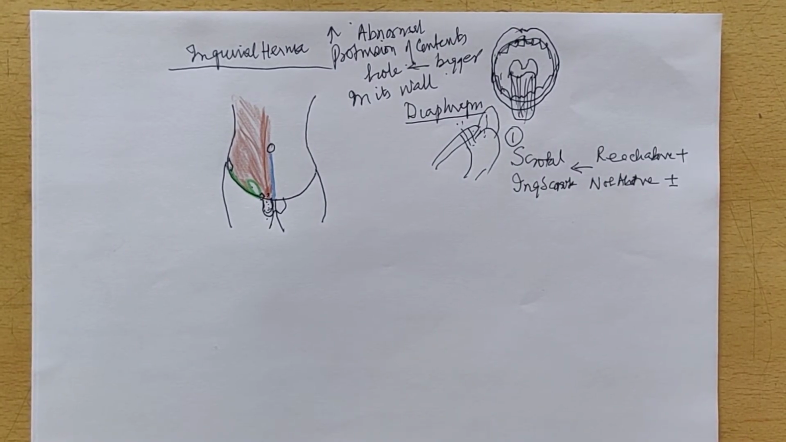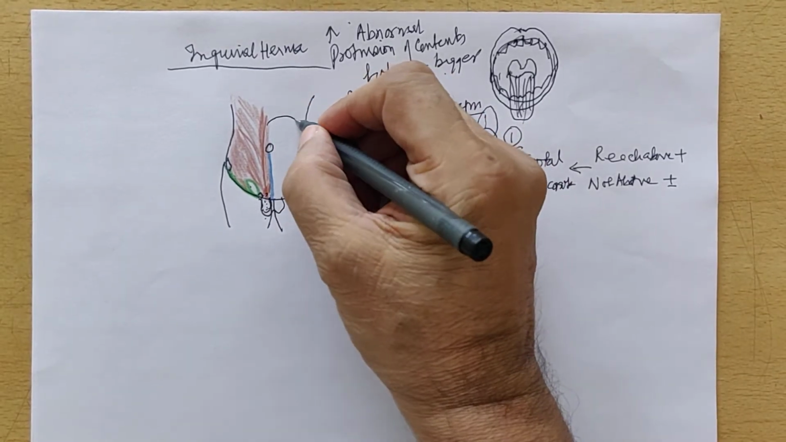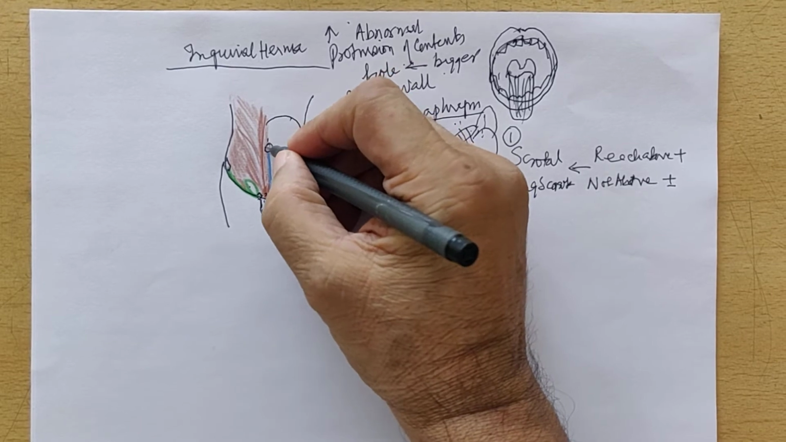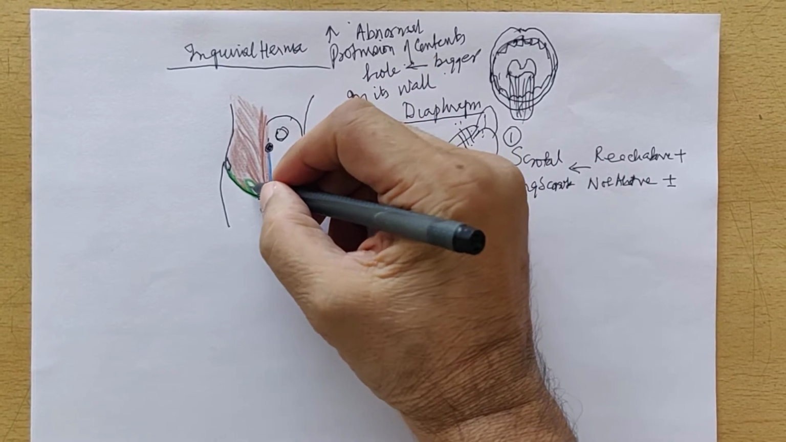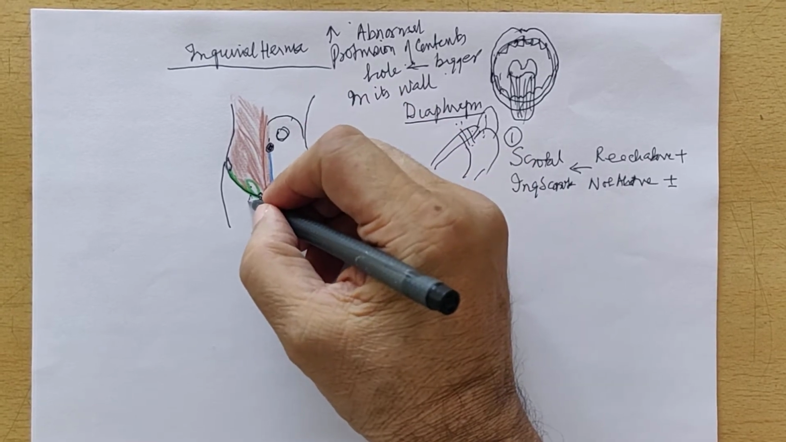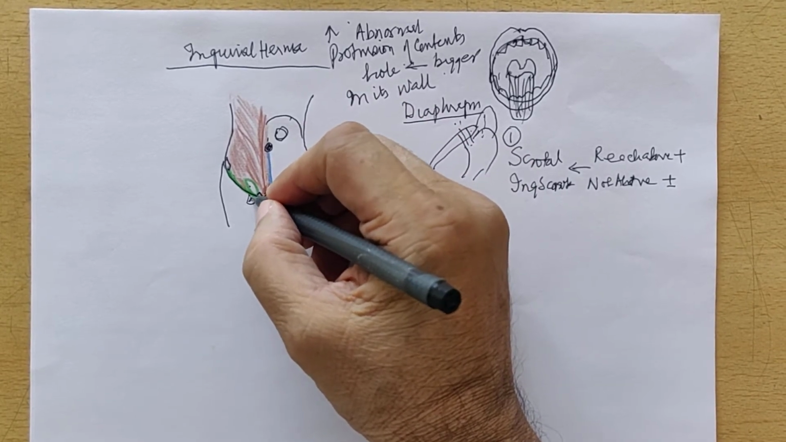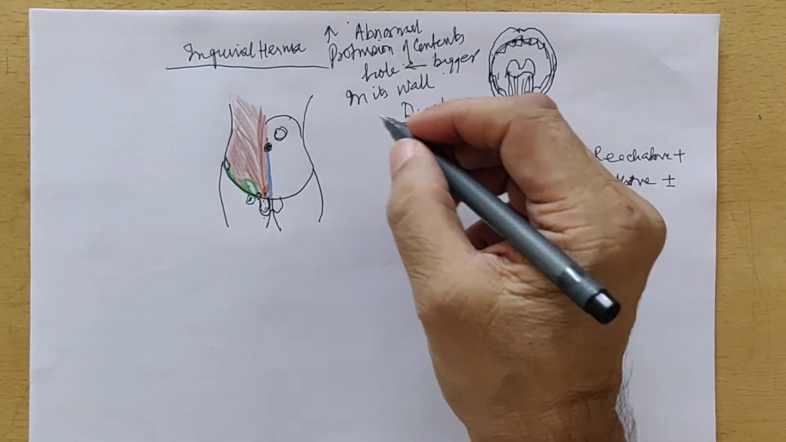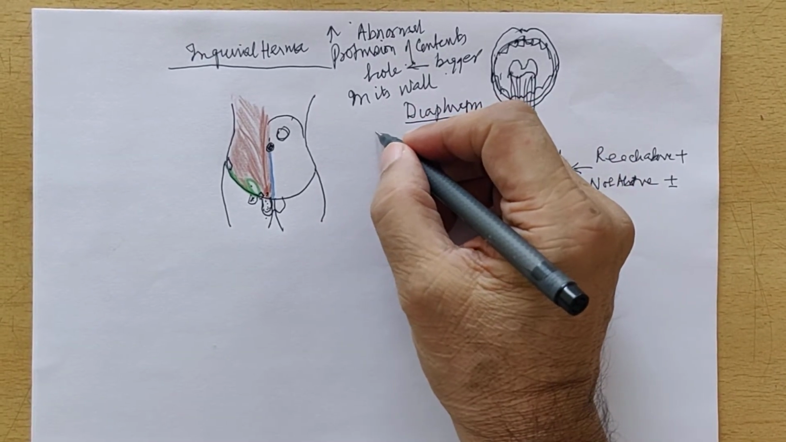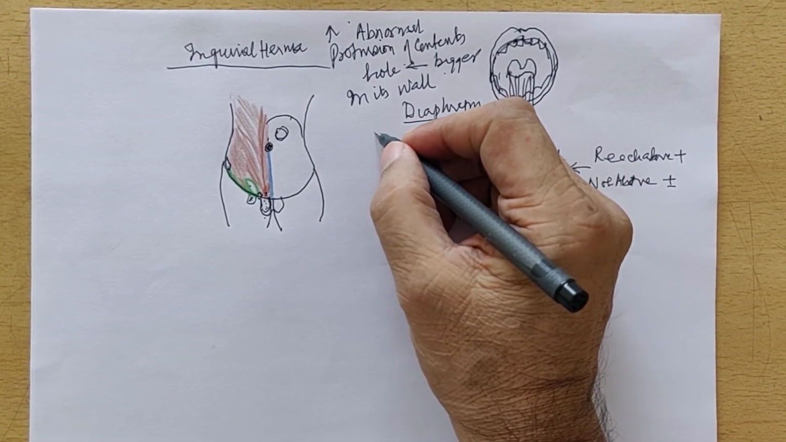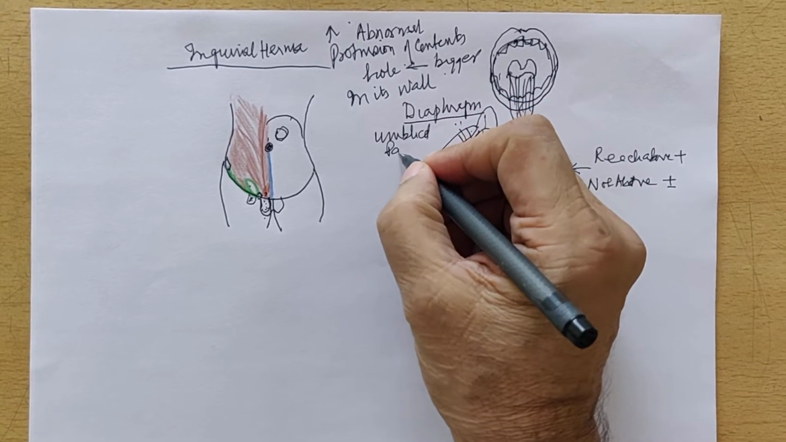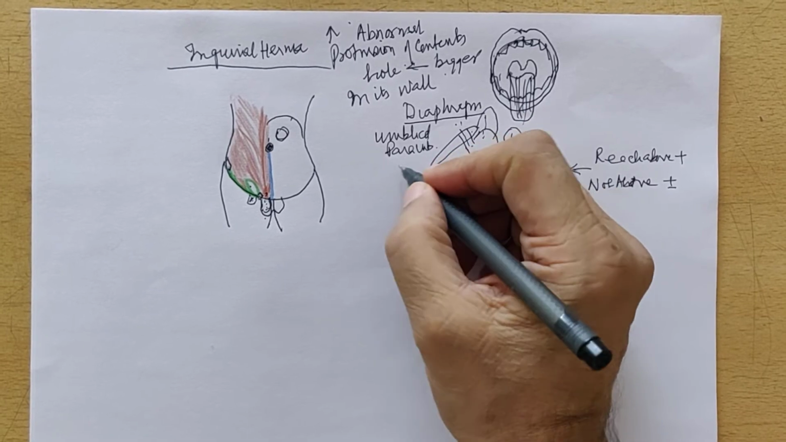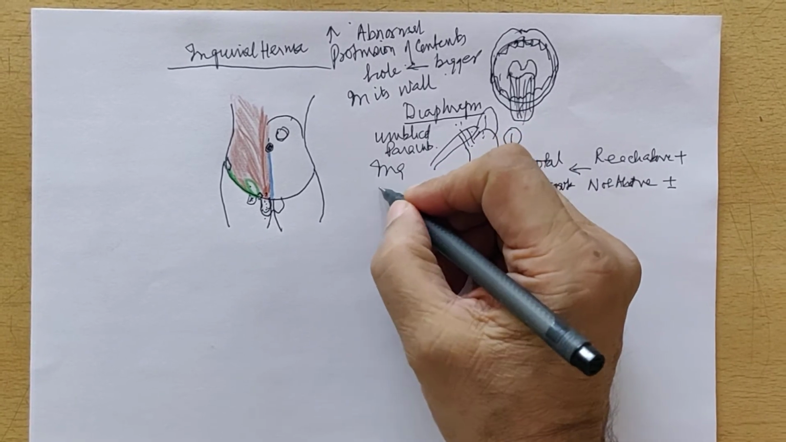So we continue with our sites. So from the diaphragm we come to the umbilicus or paraumbilicus, then we come to the inguinal, then we come to the femoral. So these are the common sites of hernia: diaphragm, umbilical, paraumbilical, inguinal or femoral.